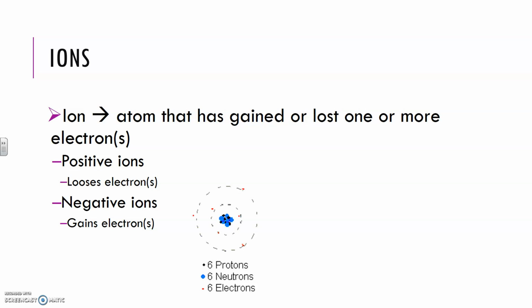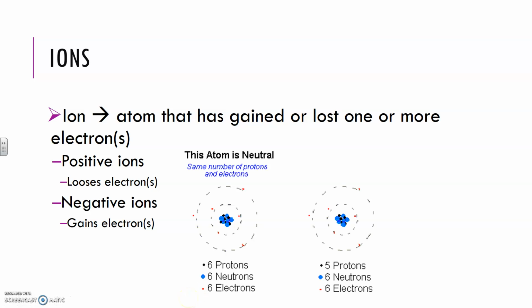So this is a neutral atom here. We have 6 protons, 6 neutrons, and 6 electrons. With the protons here, you get a plus 6 charge. With the neutrons, there's no charge. And then the electrons give you a minus 6 charge. So plus 6 and then minus 6 cancel out. Your charge on this atom is 0. It is neutral.